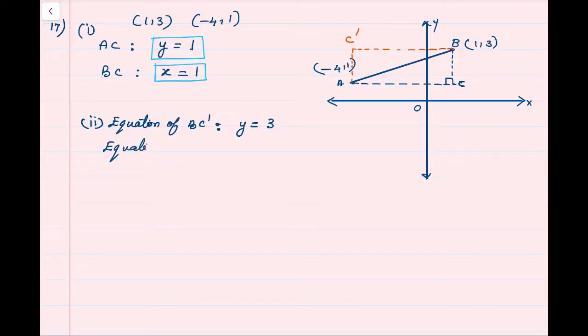And the corresponding perpendicular side is the equation of AC dashed, which is a vertical line parallel to the y-axis. The equation will be x is equal to, it passes through the point A. We have to write the x coordinate of point A, which is -4. This is another set of answers.